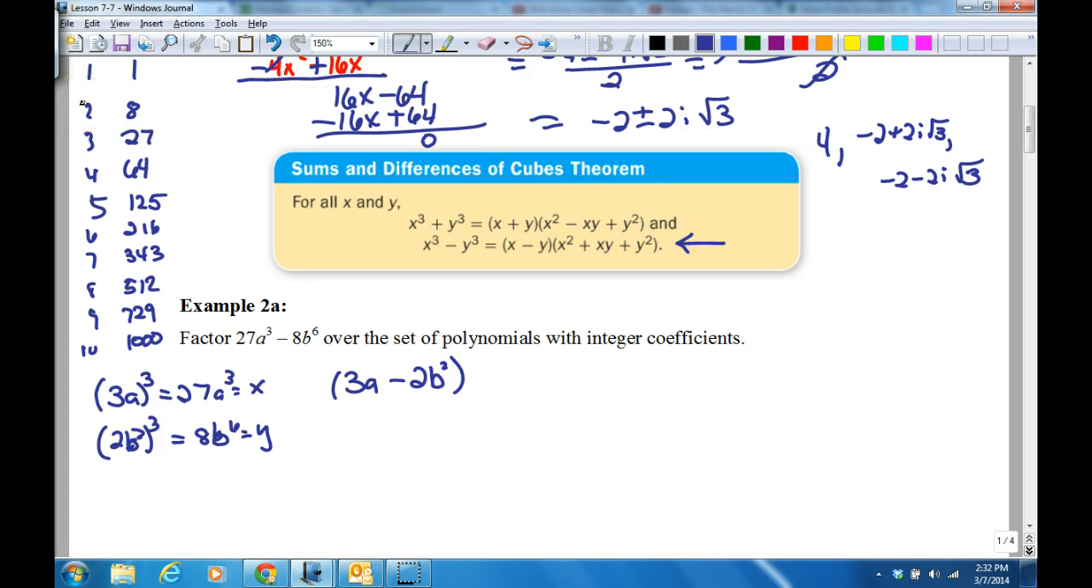Now I'm going to do the second part. I'm going to have x squared, so I'm just going to put it in parentheses. 3a squared plus 3a times 2b squared, plus 2b squared to the 3rd.